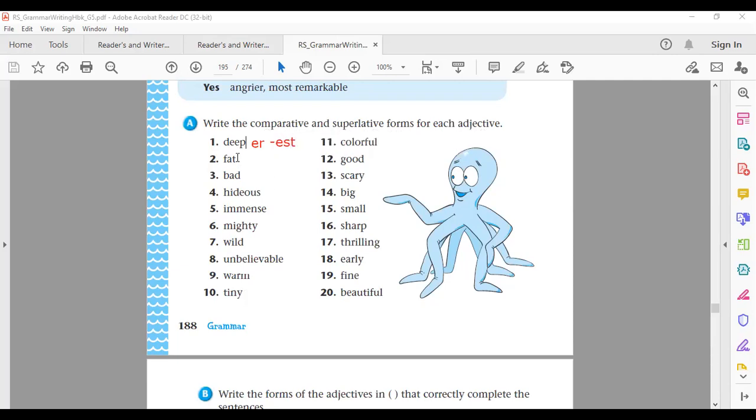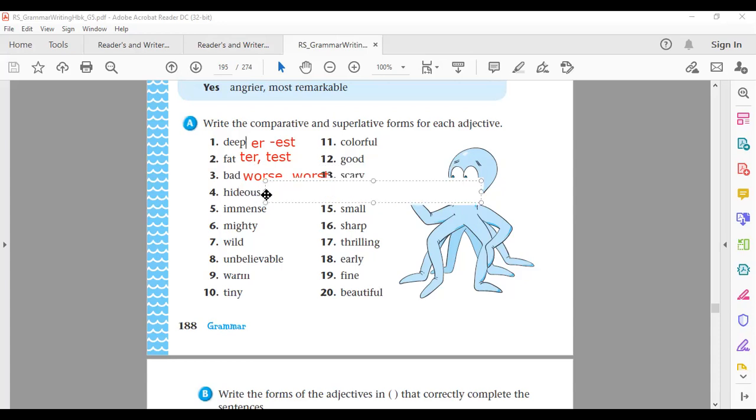Deeper, deepest. And then we have fat. It will become what? Fatter, by doubling the T and adding ER, and then doubling the T and adding EST. Number 3, bad. I want to make it comparing between two things. Worse. Worse, very good. Worse than the other, and the worst. The worst. And then number 4, hideous.